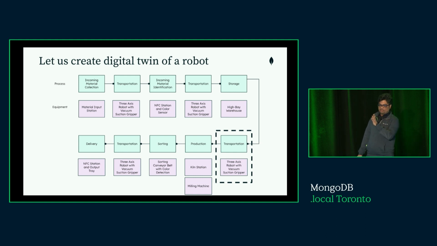This figure shows the process of our factory. We'll focus on creating the asset administration shell of the robot, as that's the critical equipment in this whole process. If that fails, then the whole factory will fail. The process that we have chosen is the one highlighted in that black box. The robot has to move items from the warehouse to the production station, and that's what we're going to focus on.